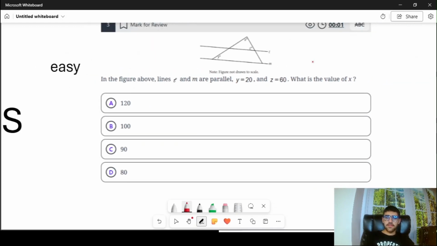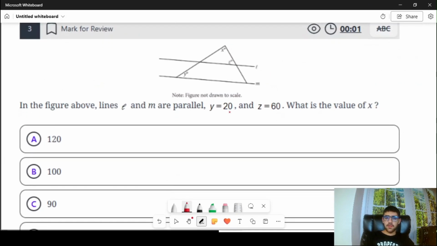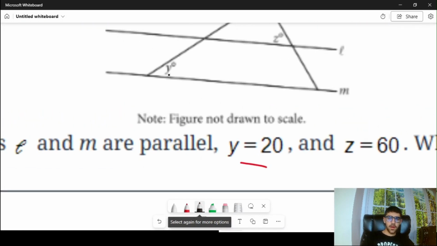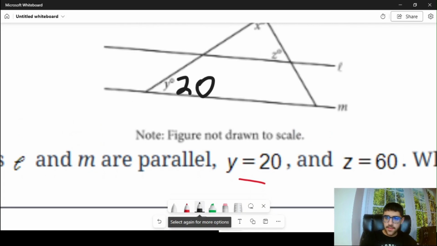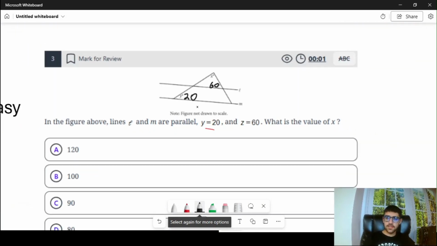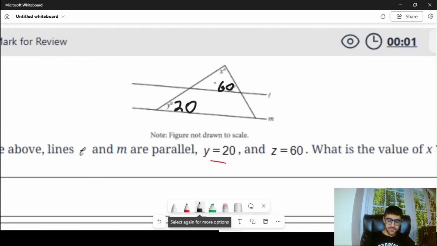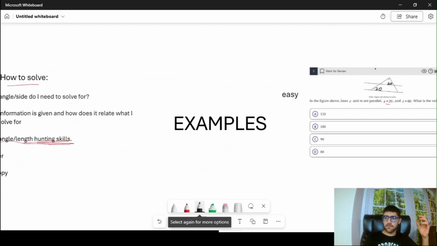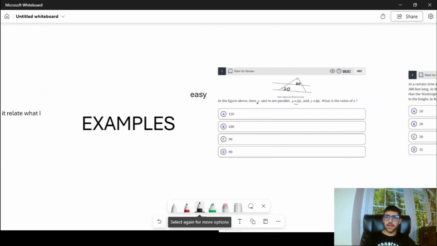This one tells us that in the figure above, lines L and M are parallel, y equals 20 and z equals 60. What is the value of x? So this one, the information is not in the diagram. The information is in the text, and we have to add it to the diagram. So we're told that y is equal to 20, and z is equal to 60. And then we're asked to solve what is the value of x, up here. So looking at this, the first step is, I need to solve for this angle up top. How can I relate the information?